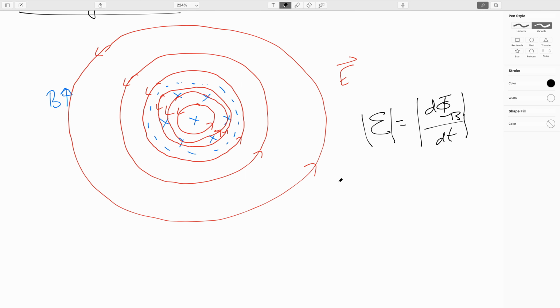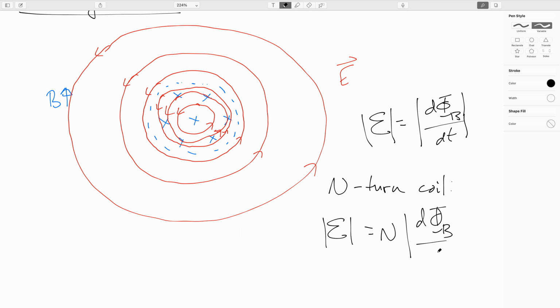If you have a coil with multiple turns, though, then that means you will do multiple laps. So if you have an N-turn coil, the magnitude of the EMF will be equal to N times dΦ_B/dt.